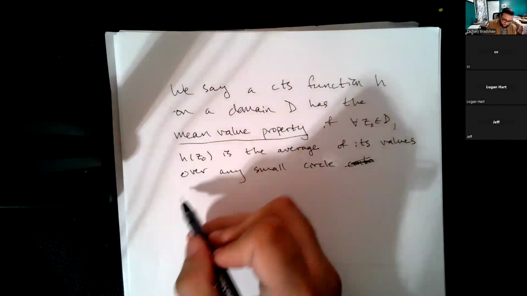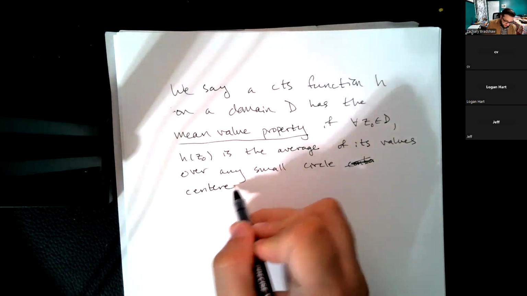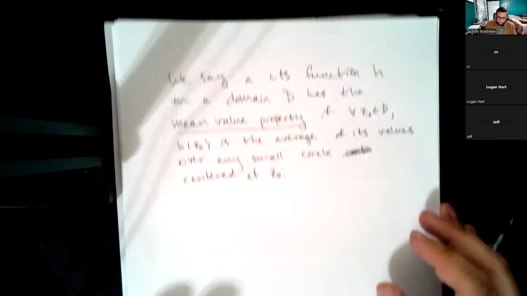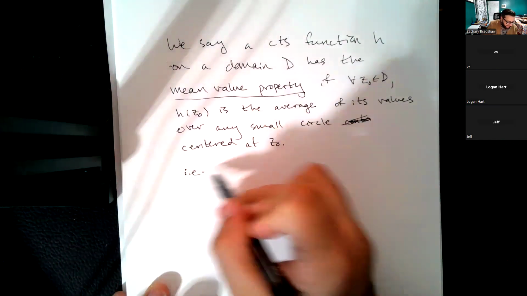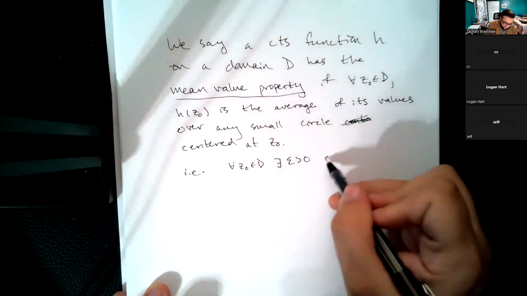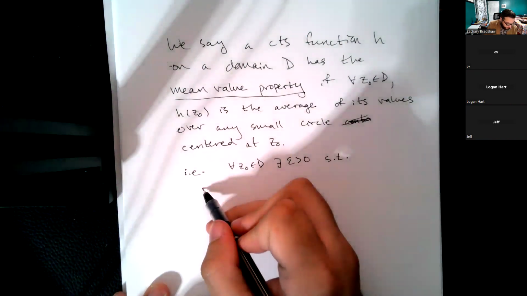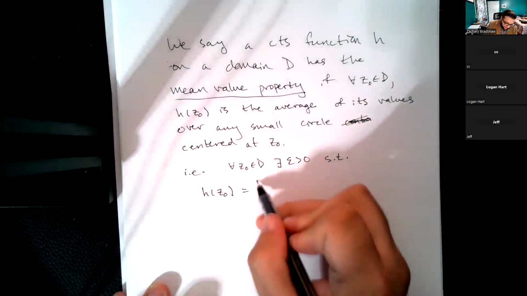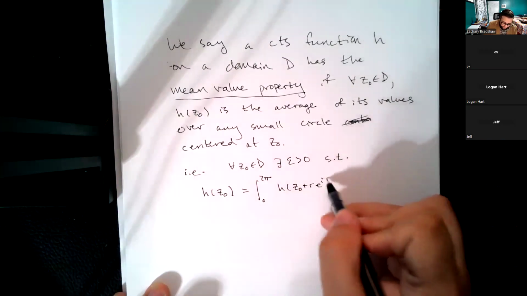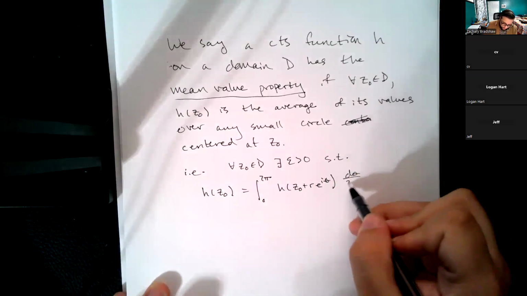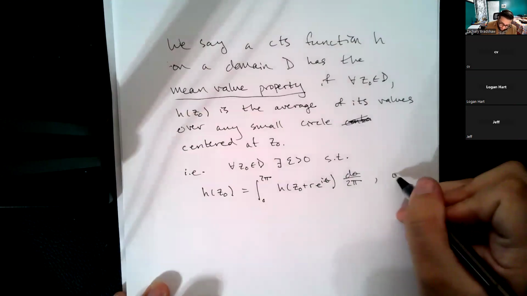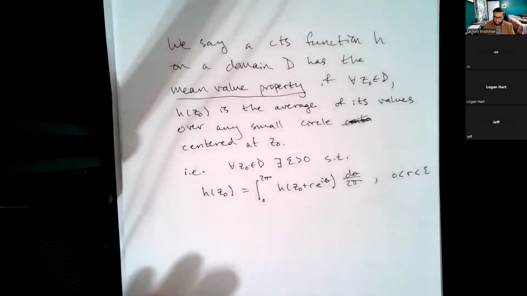I should say centered. Okay, so let me just state that precisely. What I mean is, for all z0 in D, there's an epsilon such that h of z0 is the integral from 0 to 2 pi of h of z0 plus r e to the i theta d theta over 2 pi. This is the average value for all r between 0 and epsilon.